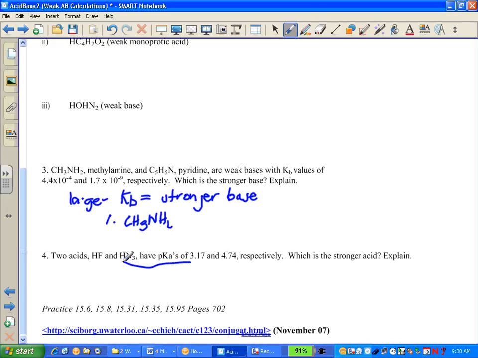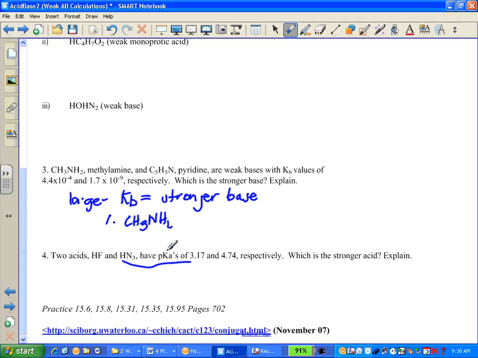Now first let's just address this one here. This is an unusual looking acid. This is one where I would definitely tell you that it's an acid because it would be hard for you to make a decision. And the HF you should recognize as an acid. Now I'm giving you the pKa this time of 3.17 and 4.74.